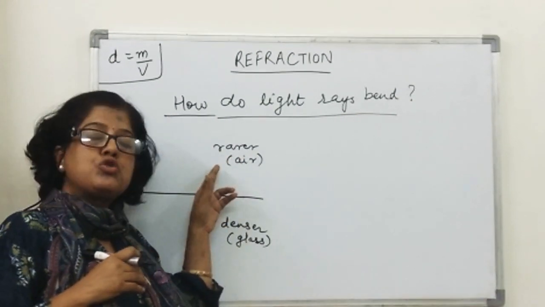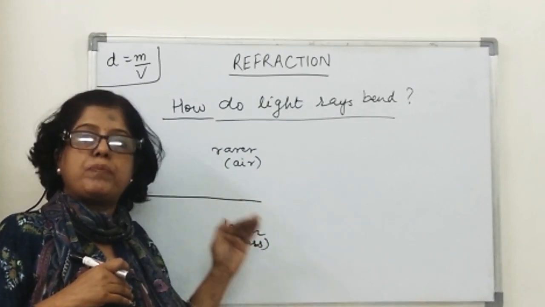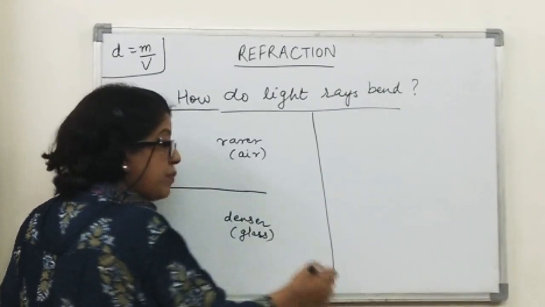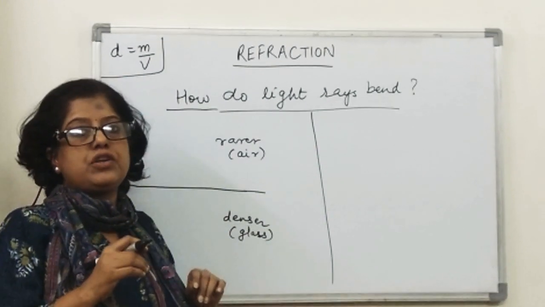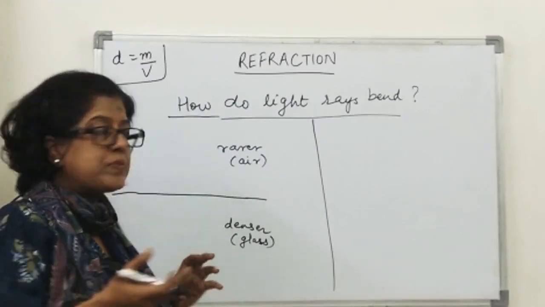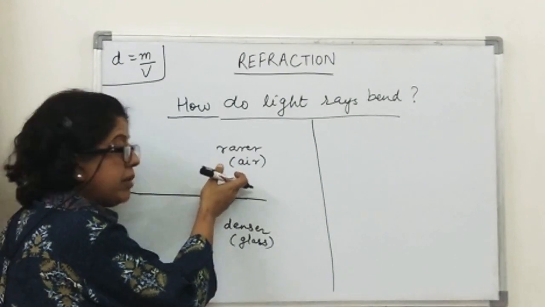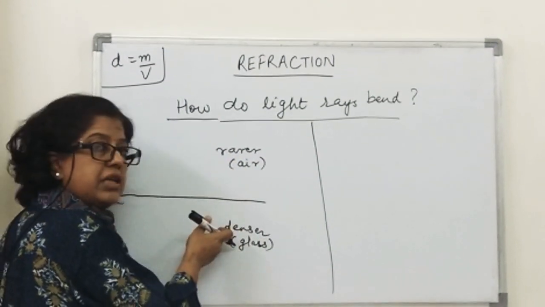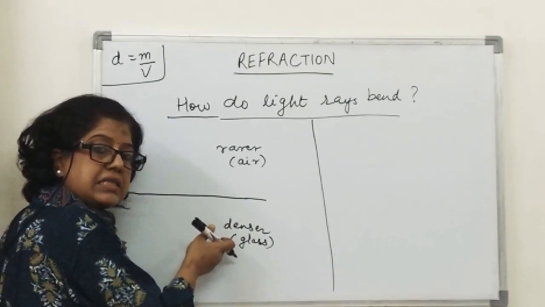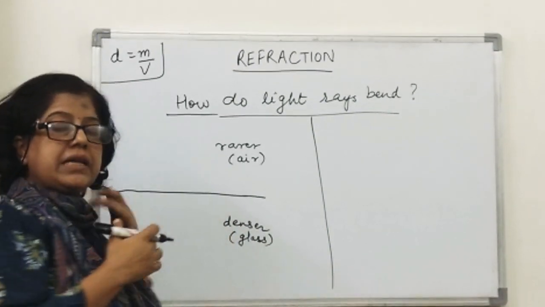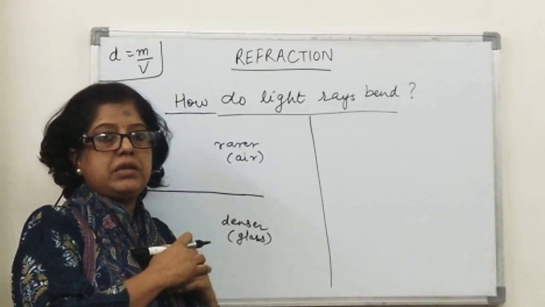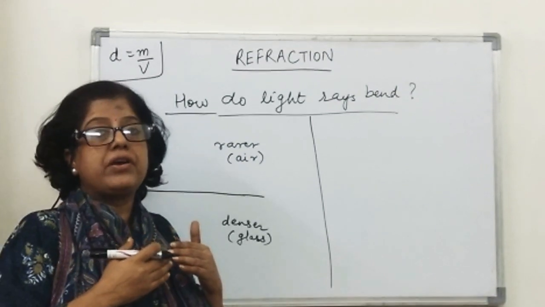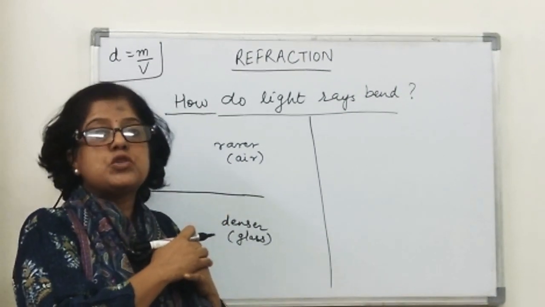But when I am referring to rarer and denser, I am referring to an optically rarer or optically denser medium. And what do you mean by that? Optics is the study of light. So optical density, when I say a rarer medium, means a medium where the speed of light is greater, and a denser medium is one where the speed of light is less. So optical density is decided by the speed of light in the medium. A medium having a higher speed of light will be optically rarer than a medium having a lesser speed of light.